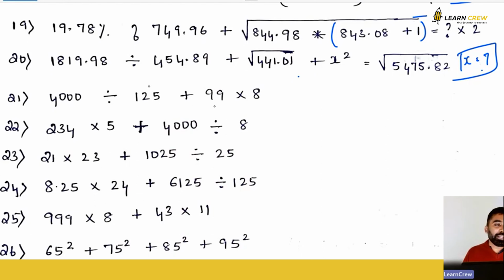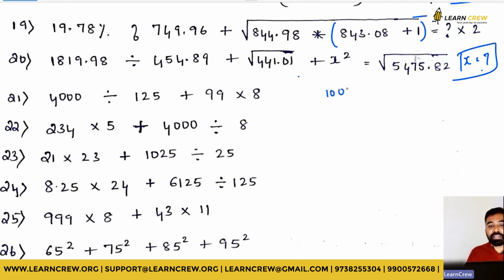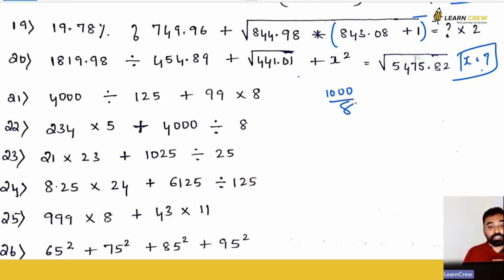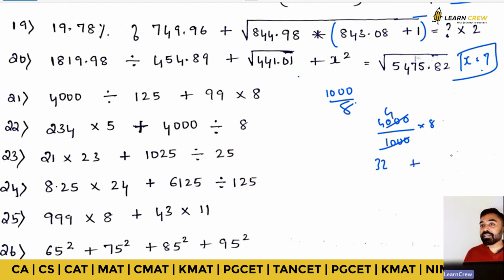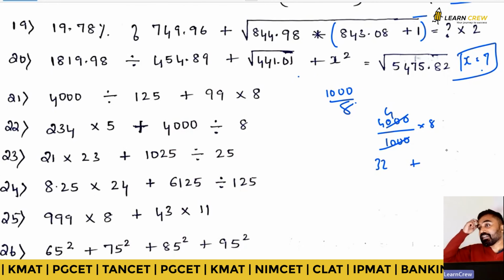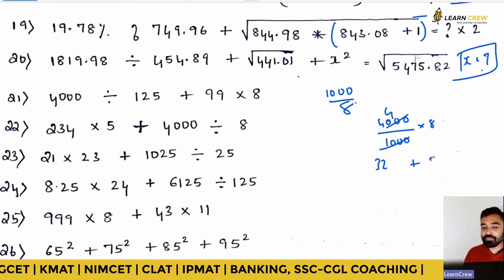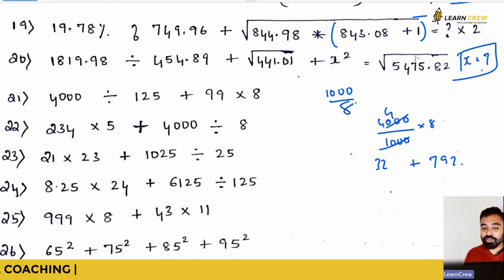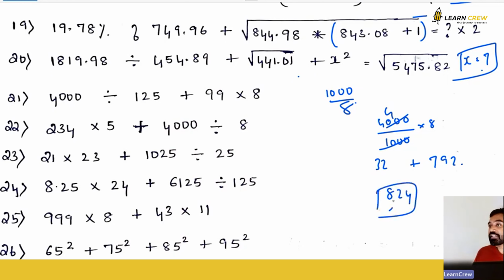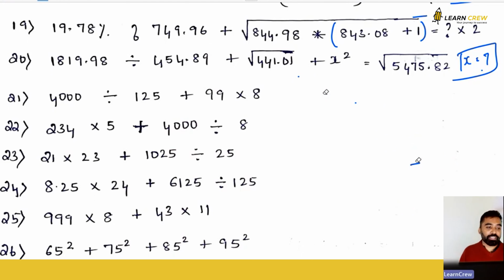Okay, now how can you write 125? It can be written as 1000 divided by 8. So it is going to be 4000 divided by 1000 into 8. It's going to be 4 times. This is going to be 32 plus 99 into 8. 100 into 8 is 800, 800 minus 8 is 792, 792 plus 32 is 824. This is going to be your answer. Mental math should be stronger.